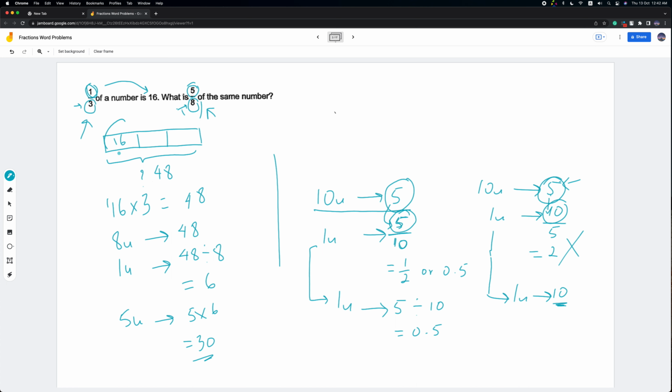So that's why we have this model. So the first 1 unit is 16, and we can find the whole number, which is 16 times 3, and then we have the number itself, and we can use the second fraction now, where the denominator is 8. So instead of 3 units equals 48, now we say 8 units equals 48. Okay, so on to the next question.